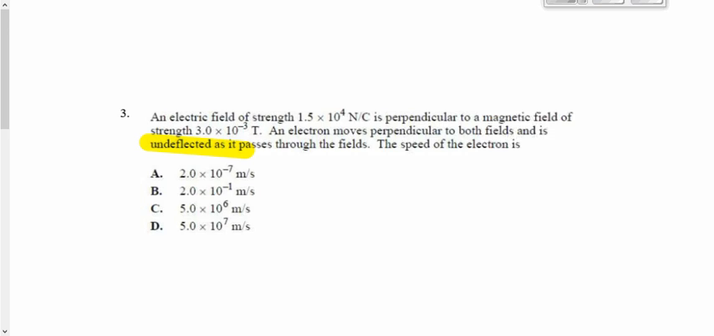Good. Which two forces are going to balance here? Sometimes it's electric and gravity. Sometimes it's magnetic and gravity. Sometimes it's magnetic and electric. Which two is it here? We've got an electric field and a magnetic field. It's going to be the electric force and the magnetic force.